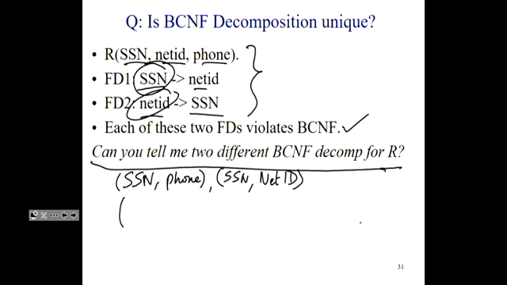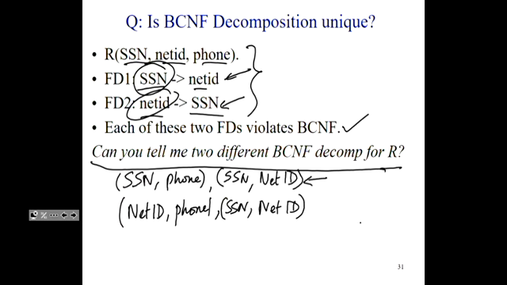So basically we started with this guy and we ended up with this decomposition. What do we start with in this one? Net ID implies SSN. Yep. Net ID and phone. Yep. As net ID and phone, SSN and net ID. Yep. Okay, so by choosing to apply one of these two functional dependencies first, you get a different decomposition.